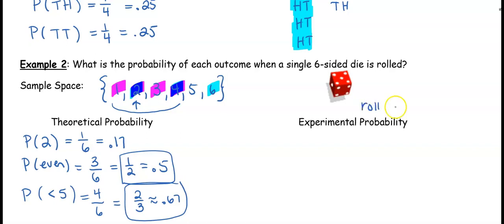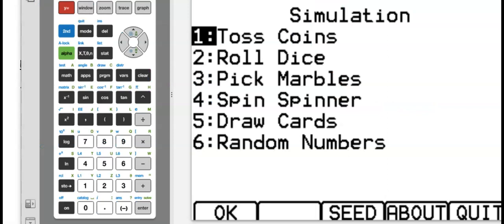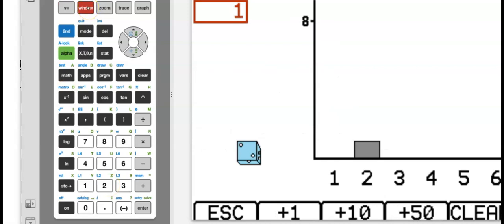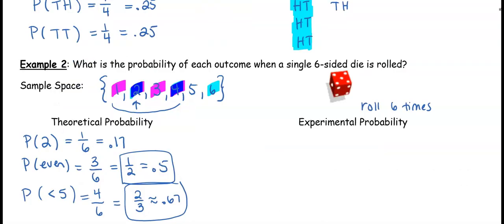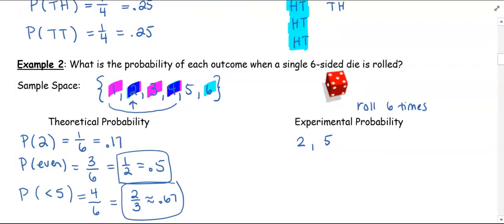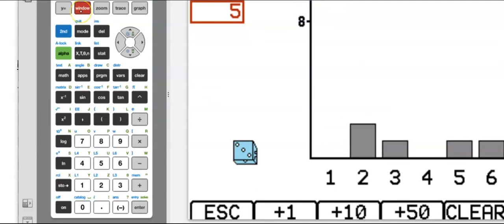Now we're going to do experimental. So we're going to roll the dice 6 times. Back on our calculator, there's the rolling the dice. So I'm going to roll. I get a 2. And then a 5. So I got a 2 and then a 5. And then we've got a 6 and then a 2, 6, then 2, and then a 3, and then a 1.